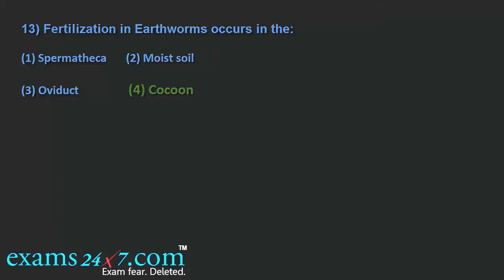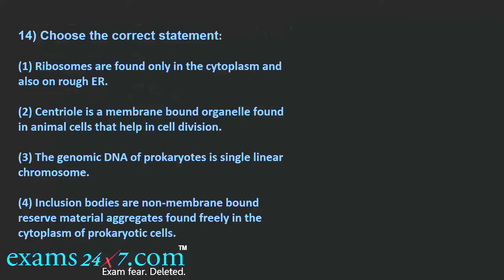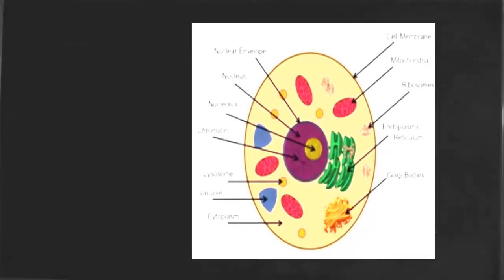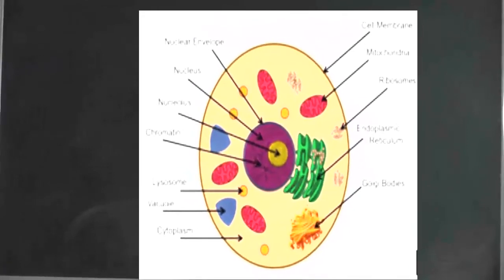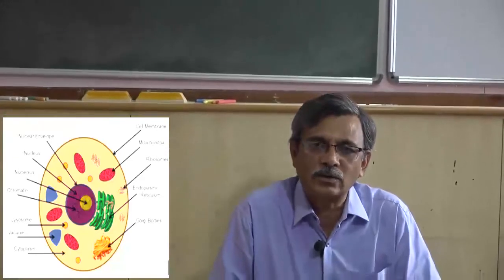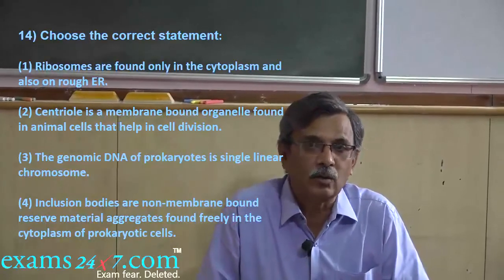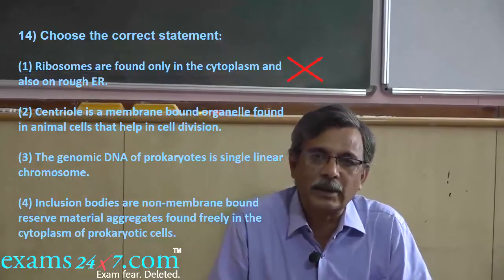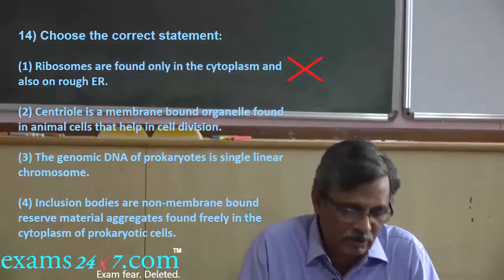Now we move on to the next question. Choose the correct statements. Ribosomes are found only in cytoplasm and also on rough endoplasmic reticulum. I hope all of you know ribosomes are produced in nucleolus in case of eukaryotes. So they also occur in nucleus. Thereby this statement is incorrect. We have to pick the correct statement. So option 1 is not an answer.